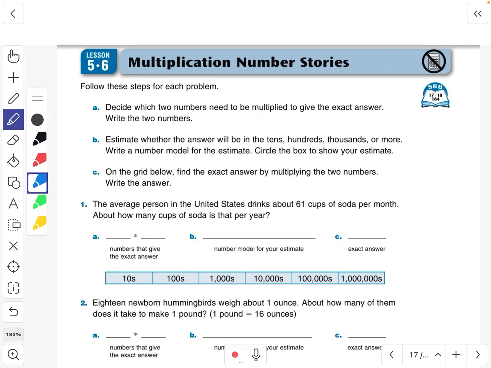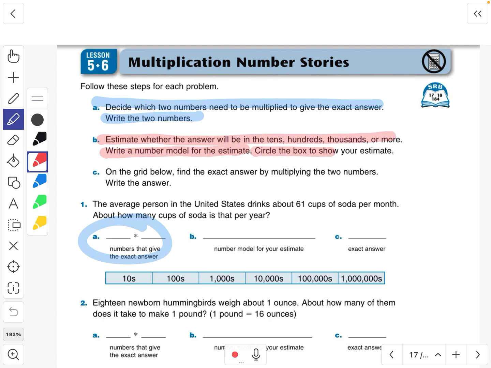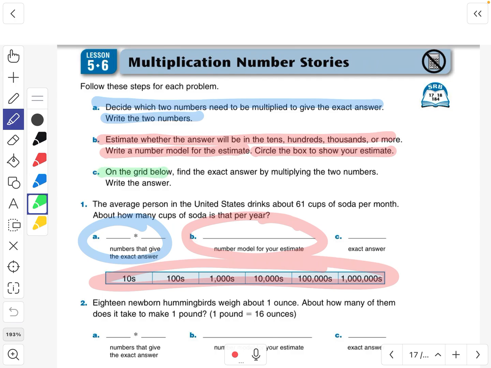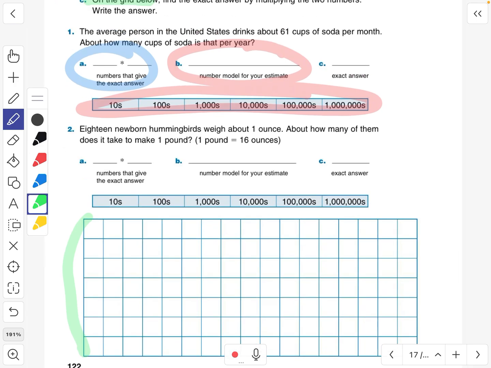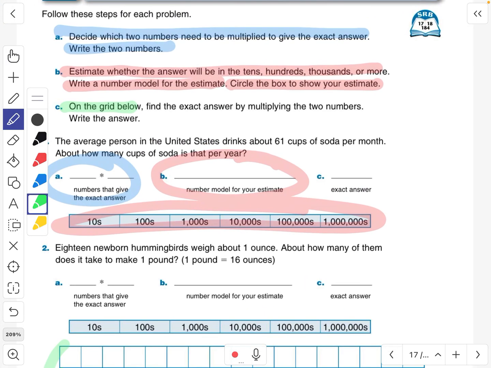A, decide which 2 numbers need to be multiplied to give the exact answer, and write the 2 numbers. Okay, so this is where you'll write the 2 numbers. B, estimate whether the answer will be in tens, hundreds, thousands, or more. Write a number model and circle the box. So you write the number model and circle the box here. And then C, on the grid below, and the grid is this thing here, remember, find the exact answer by multiplying the 2 numbers and write the answer. And then you write the answer here.